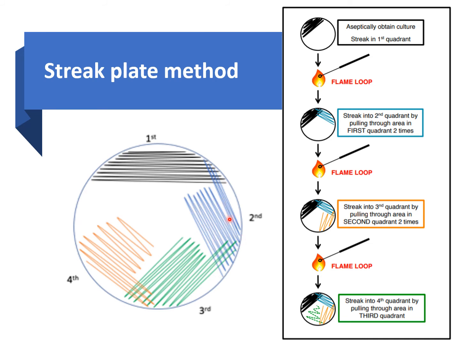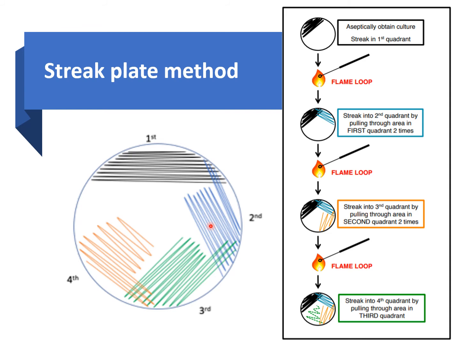So one more time, this is super important. Notice how when I'm streaking my second quadrant, I first have to grab some of that bacteria from the first quadrant, and then I go down. I can go back up, but no more, you guys, than 2-3 times, and that's it. And notice how with all of these lines, you are not to touch the first quadrant at all.